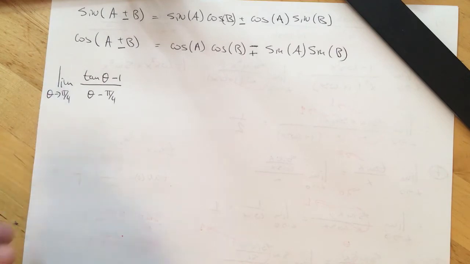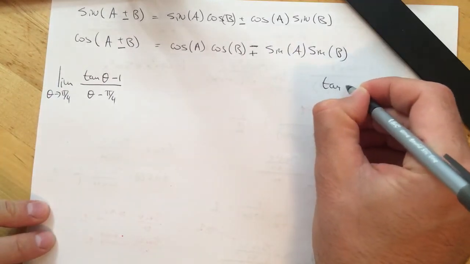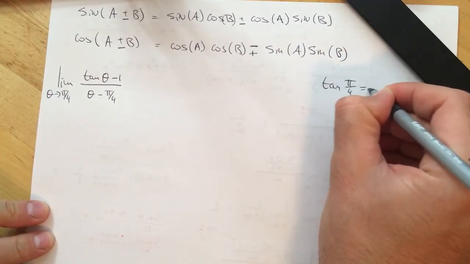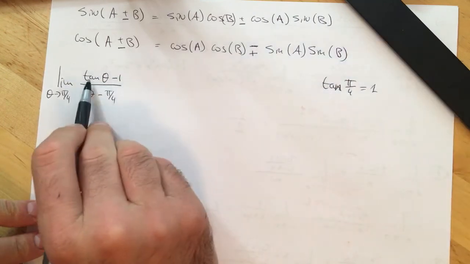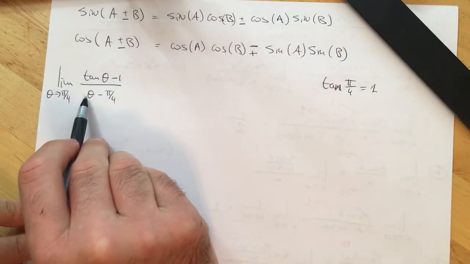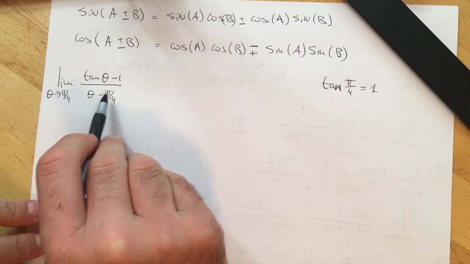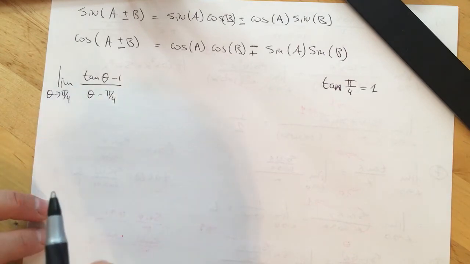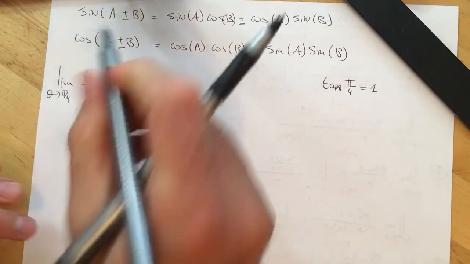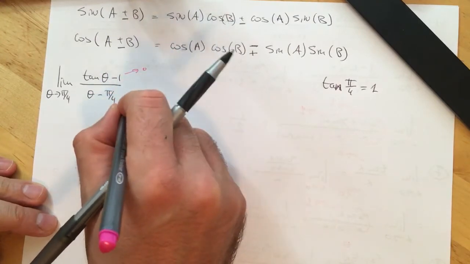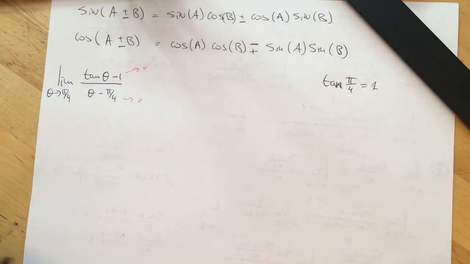As theta approaches pi over 4, tangent of pi over 4 is equal to 1. So I have 1 minus 1 in the numerator, which is 0, and pi over 4 minus pi over 4 in the denominator, which is 0. So I do get 0 over 0, an indeterminate limit, and I have to do something with it.